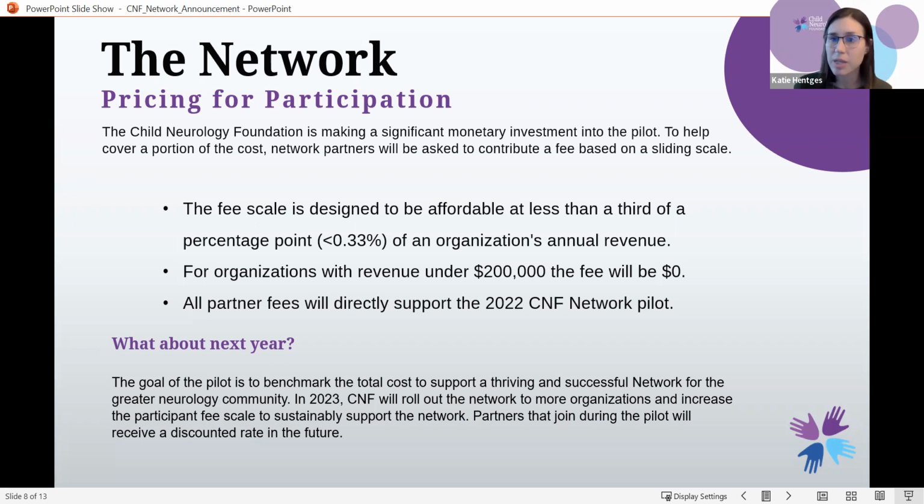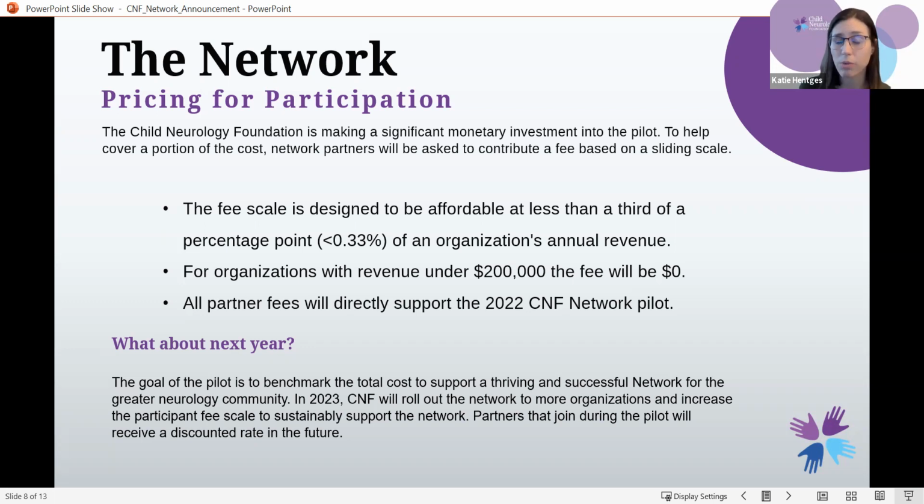The fee scale is based on the annual revenue identified in the 2020 or 2021 990, depending on whichever one is completed and filed when you apply. The charge will never go above 0.33% of your organization's annual revenue. So that price point can actually go down depending on the scope of your organization, how large your organization is, and how many people your organization serves. So there is definitely room there for discussion about what that price point would be.